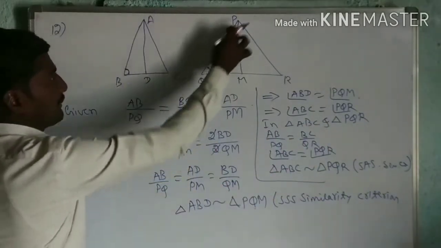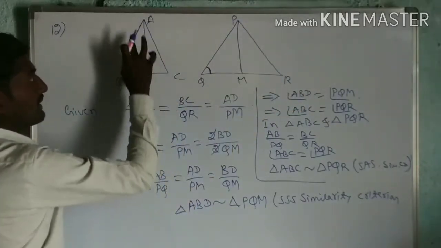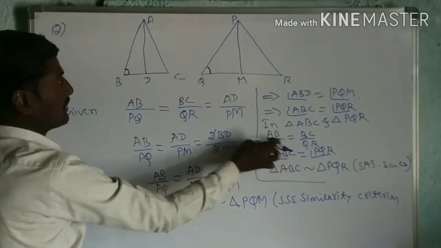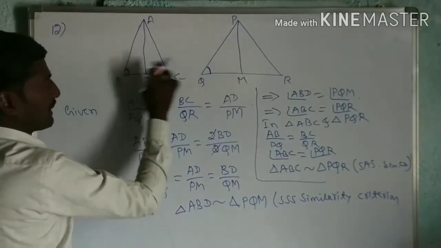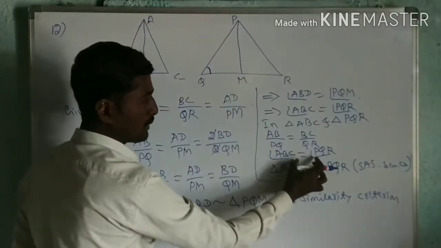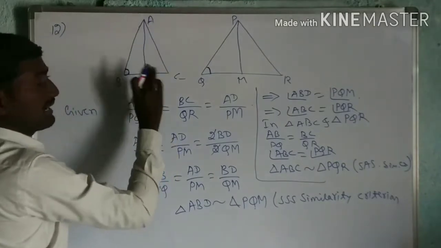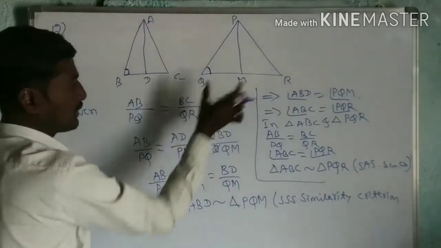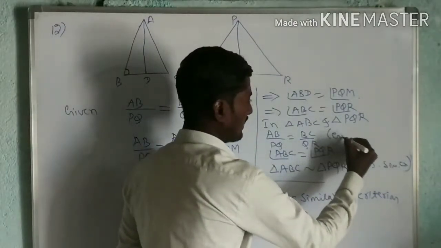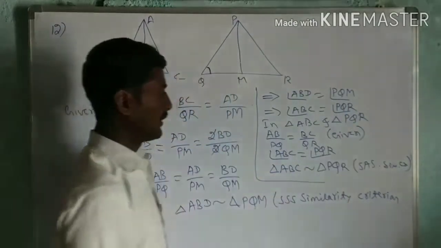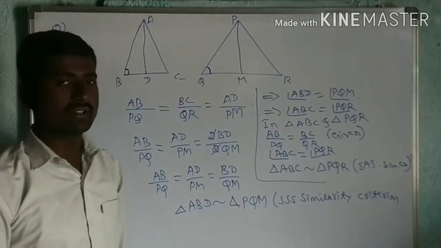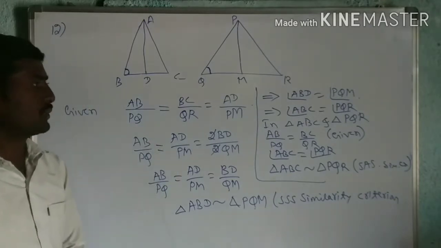So ABC, PQR. In ABC, the first one is AB divided by PQ. So angle B is equal to angle Q. ABC, PQR, then SA and one more S: BC divided by QR. So this is what is given. I'll write it here as given. Therefore, by using the SAS similarity criterion, these two triangles are similar. Okay, so this is question number 12.